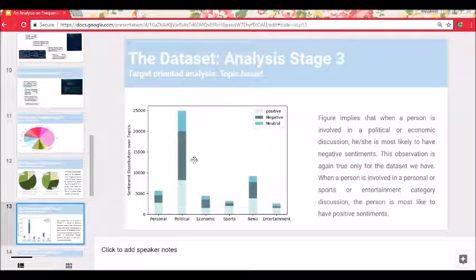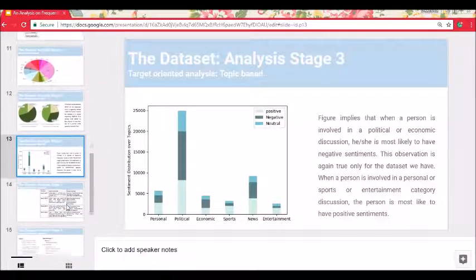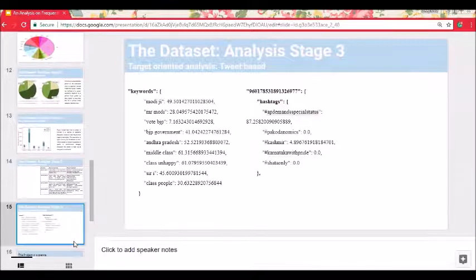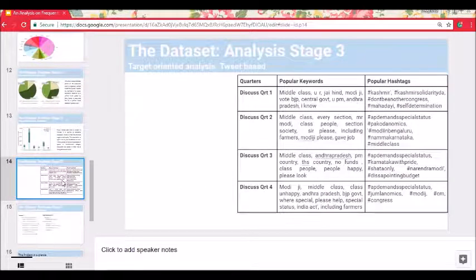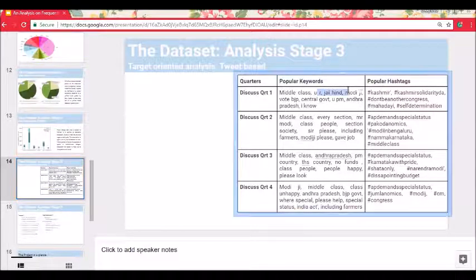I also did a topic-based target-oriented analysis. In this, what I did essentially was categorize the source tweets into 6 different categories and obtain the sentiment distribution of each of the topics. I also did some tweet-specific analysis as well. This figure shows that the discussion on one source tweet was divided into 4 parts, and these are the popular keywords and hashtags corresponding to each of the quarters.